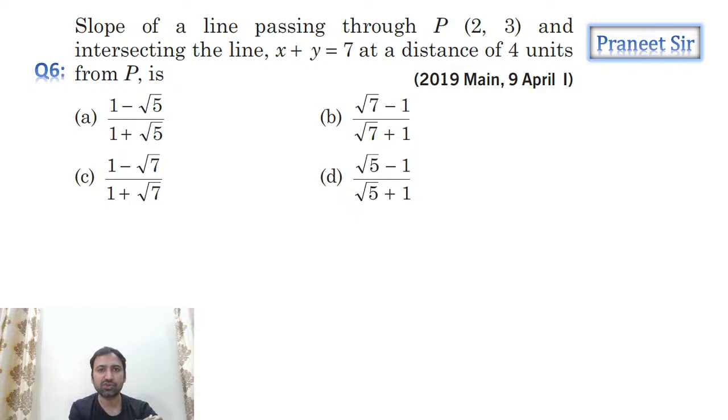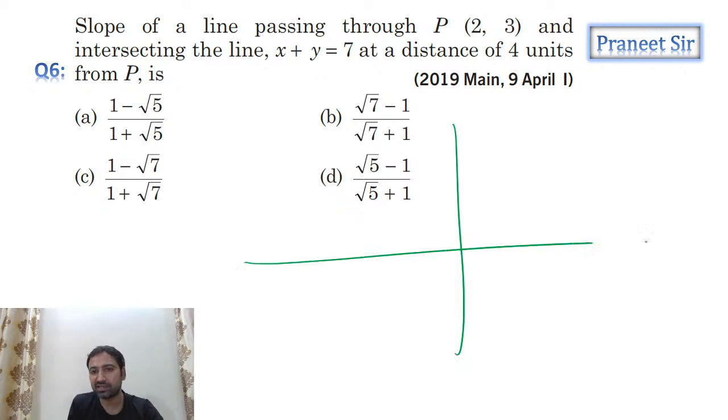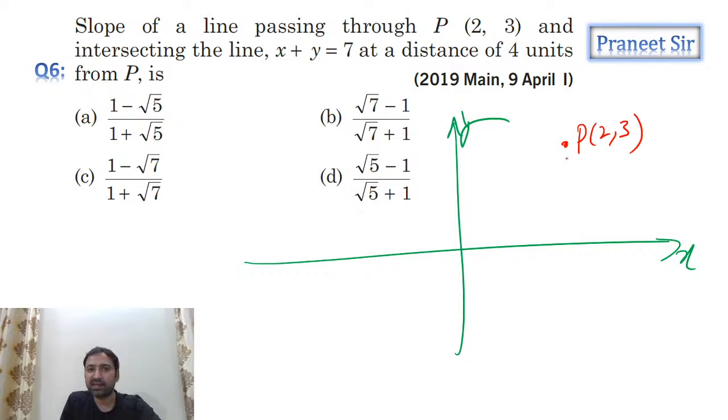This is the next question. Find the slope of the line passing through the point (2, 3) and intersecting the line x + y = 7 at a distance of 4 units from P. There is a point P(2, 3), and there is a line x + y = 7.